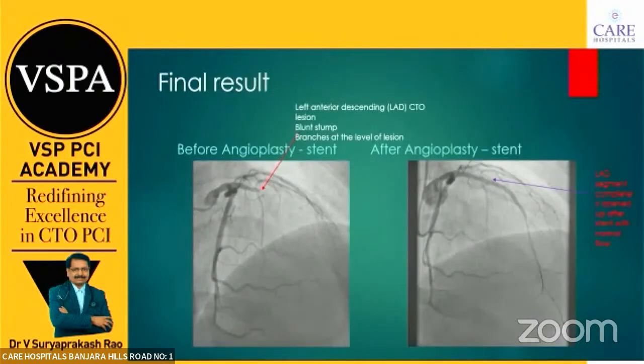So this was the total occlusion, and this was what we could open up. So the presence of branches is a negative thing, but still with the standard material only we could perform this procedure. Next, please.